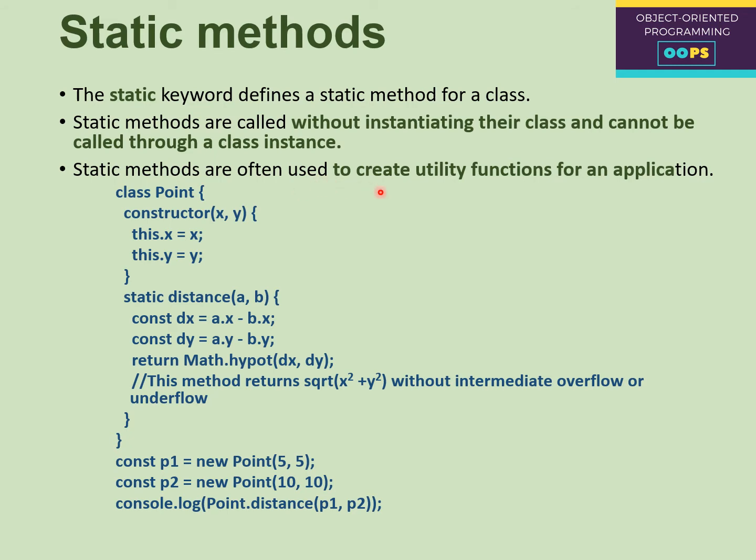Static methods are often used to create utility functions for an application, and we know that static methods are invoked without the help of an object, so this type of methods are used for creating utility functions for an application.